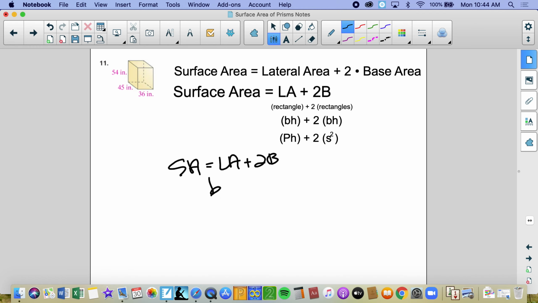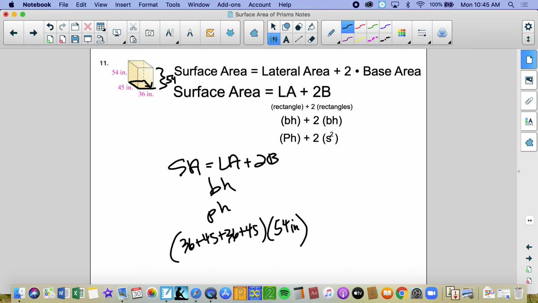So the lateral area is a rectangle, and that rectangle is the perimeter. The base would be considered the perimeter. So the perimeter is going to be the distance around the object. So we have 36 plus 45 plus 36 plus 45. And we're going to multiply it by the height. Remember, the height is going to be the distance between the bases, between the top and the bottom, and that's going to be 54 inches. So that is just for the lateral area.